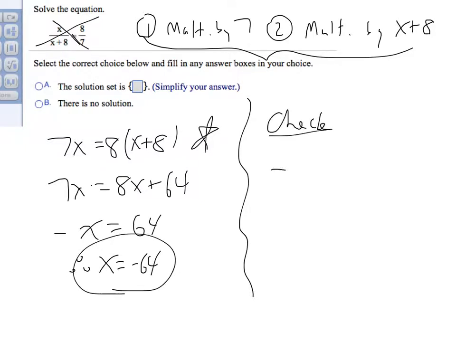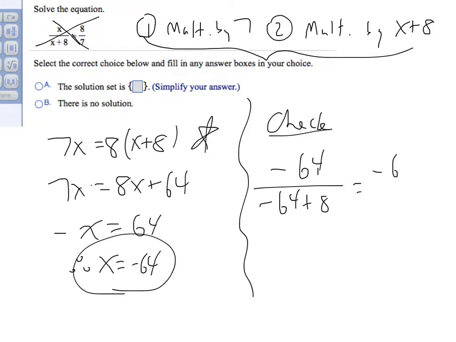So to check, I just put negative 64 back in the original equation where the x's were. So I can see that minus 64 over minus 64 plus 8. I've just taken this expression and changed the x's into minus 64. There are no x's over here, so I don't have to do anything over there. I can just see what this simplifies to.